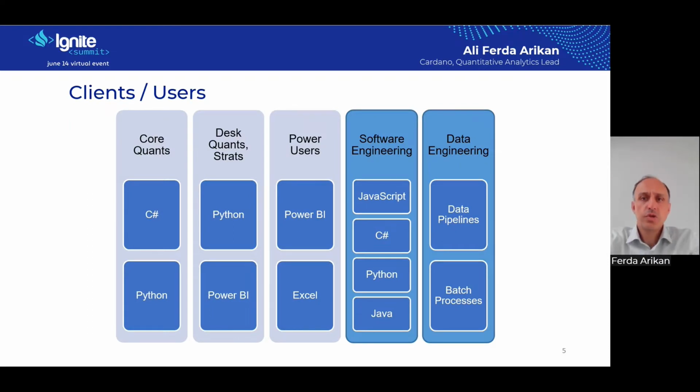We have a wide range of users that need to perform certain calculations: business users analyzing trades or portfolios, engineering teams developing in-house software or building data pipelines or batch processes. On the chart, you can see some of the technologies that are commonly used by different teams. So there's a huge variety of access methods.